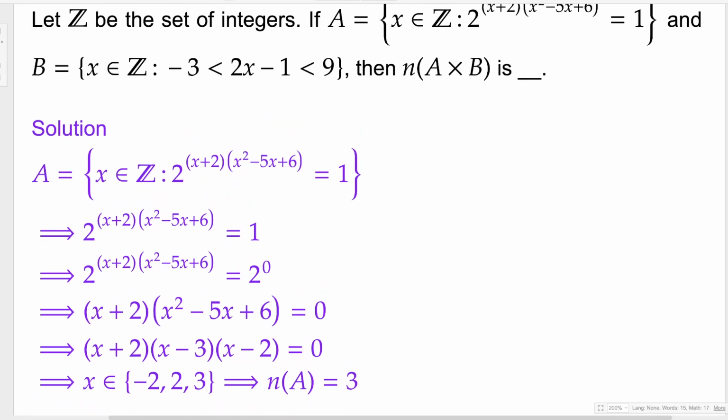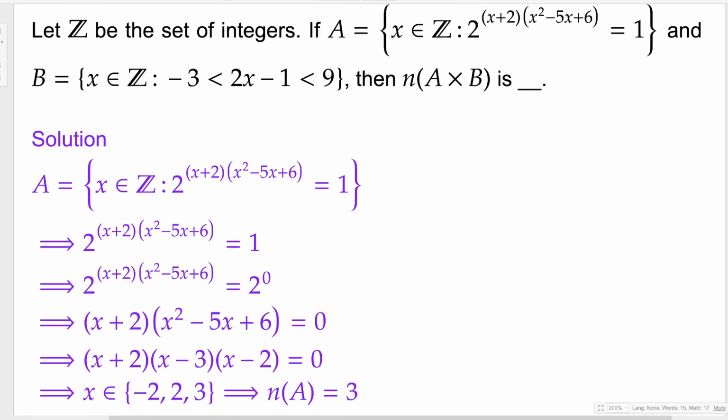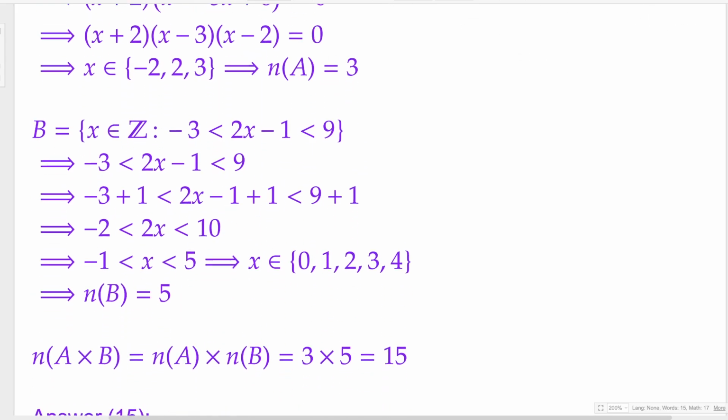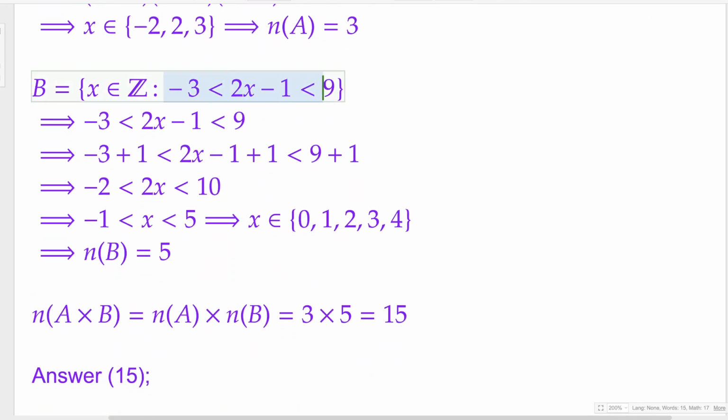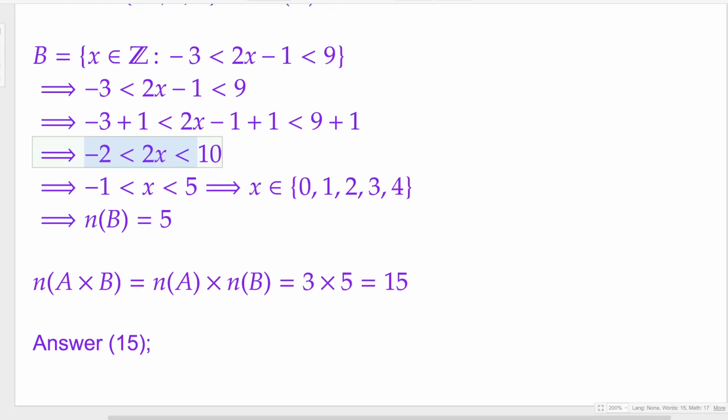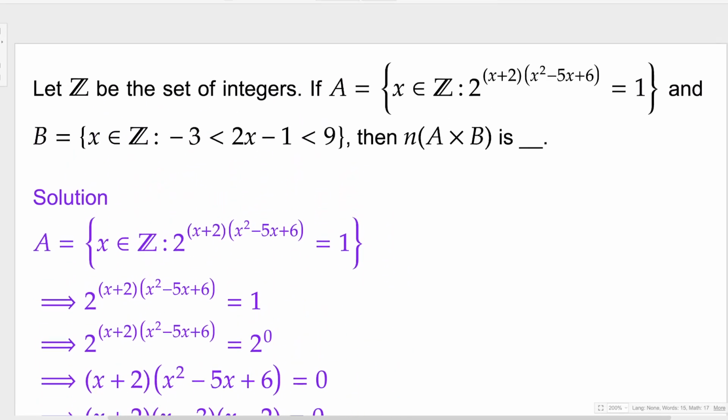So I hope it is clear. The only catch was that we need to resolve this equation, because based on these constraints we can get the value of x. For this particular inequation, just because I divided all three sides by a positive integer, the sign didn't change. And finally, by using the basic property of the Cartesian product, we got the answer 15. So I hope you enjoyed this problem.